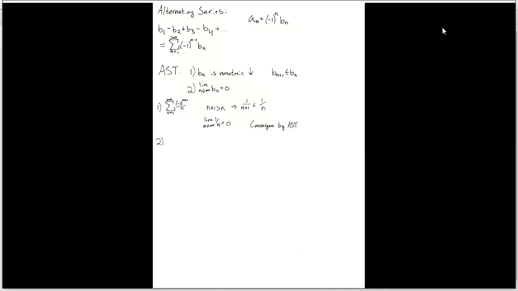Our second example here is the infinite sum, n equals 0 to infinity. We're going to have a little bit more complicated terms here. So we have negative 1 to the n times n squared over n squared plus 5. All right, so go ahead and work on it for about a minute, and then we'll talk about it.